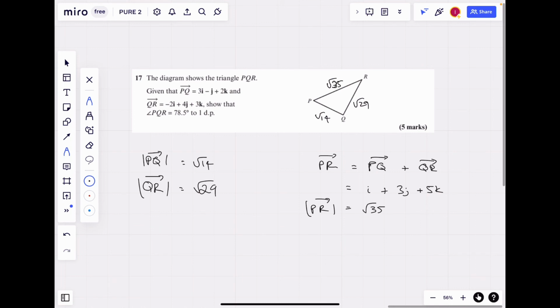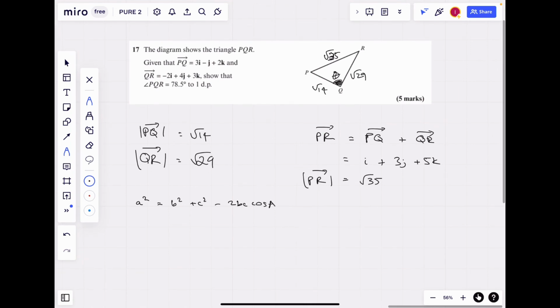Let's make that 3 a bit better. And then PQR here is 78.5 degrees. Or, sorry, you're trying to show that that is 78.5 degrees. Let's use theta. What can you use to work this out? The cosine rule. So a squared equals b squared plus c squared minus 2bc cos A, where A is our Q.